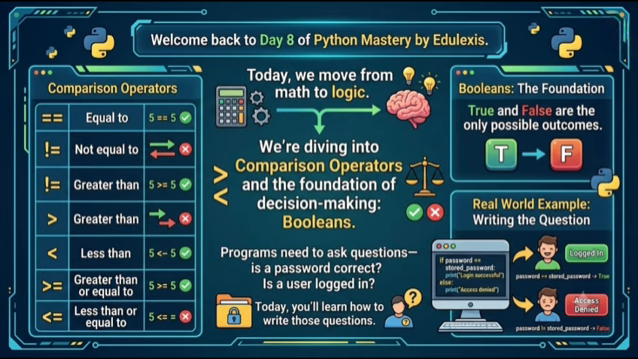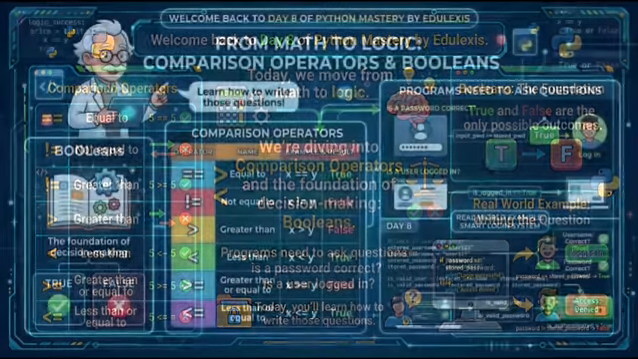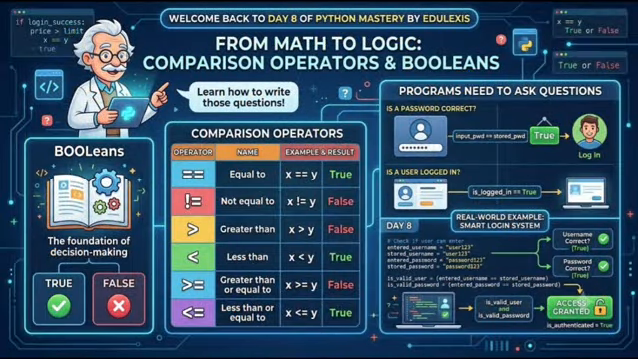Today, we move from math to logic. We're diving into comparison operators and the foundation of decision-making, Booleans. Programs need to ask questions: is a password correct? Is a user logged in? Today, you'll learn how to write those questions.